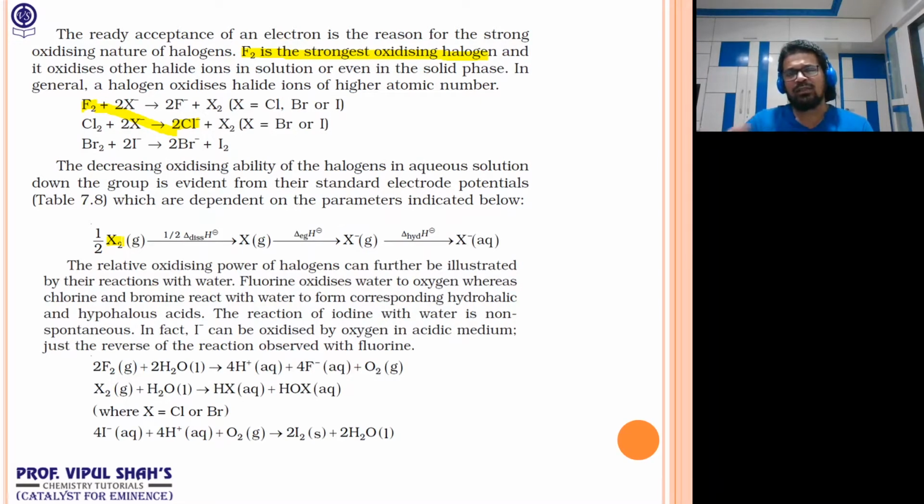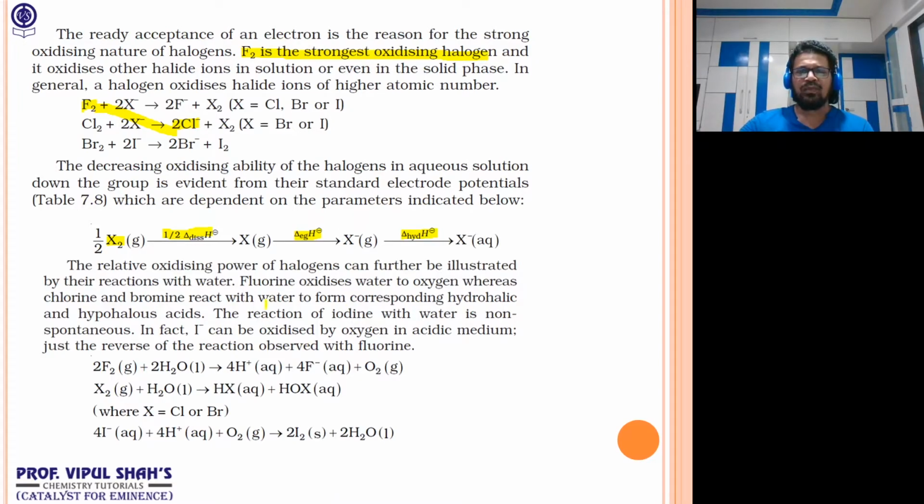So first the halogen molecule splits into its free atoms, that's called its dissociation enthalpy, that's half. Then in the gaseous state, it gains an electron, so that's called electron gain enthalpy. And then in the gaseous state, it combines with water to form its ions in the aqueous state, that's called hydration enthalpy. So it's a summation of 3 things: bond dissociation enthalpy, electron gain enthalpy and hydration enthalpy, which tells us that the lower the value of the summation of all the 3, the more tendency to form its ions. That's the part.